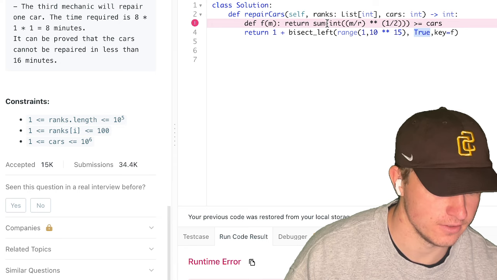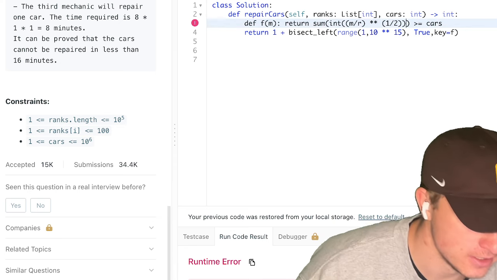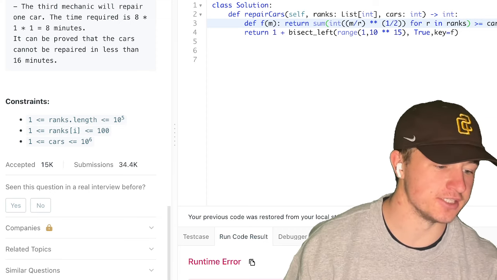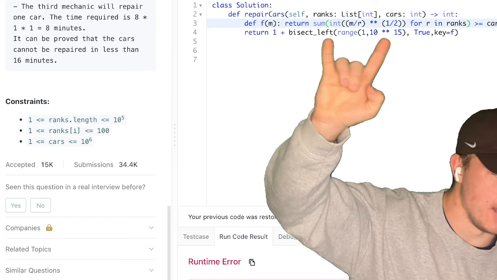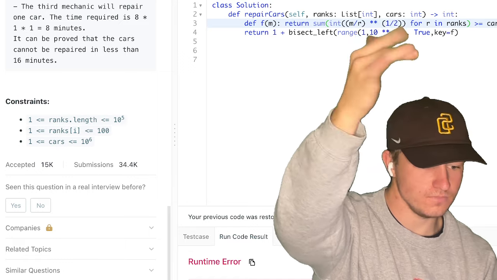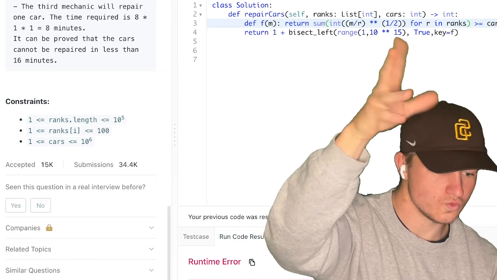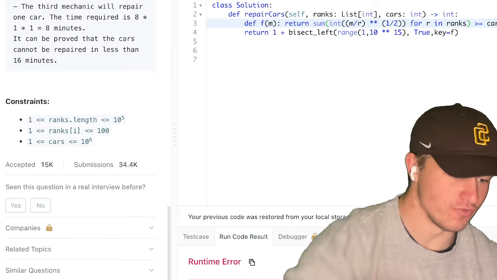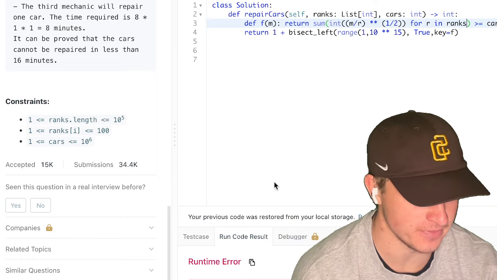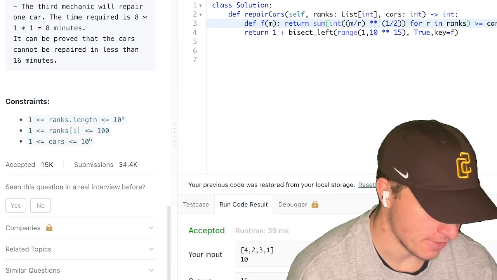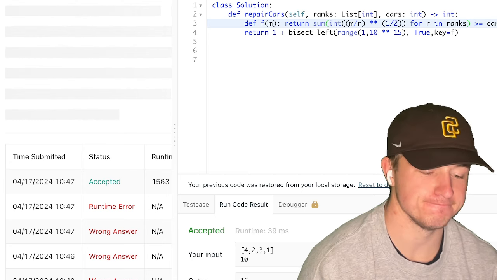R is not defined. Return sum of, okay, because this is sum in for r in ranks. So this is basically just a re-representation of the sum in code form, that little summation I made earlier. This is the same thing, but in Python. All right, and then we'll submit that.